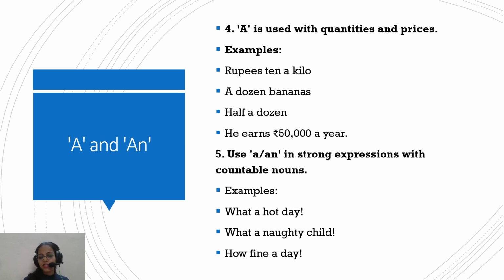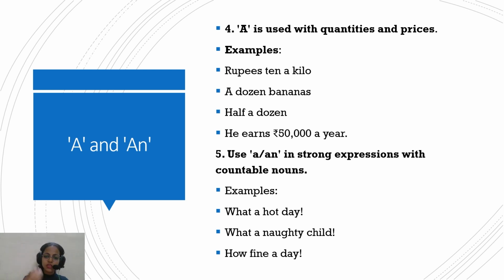Use a and an in strong expressions with countable nouns. It should be, sorry, he earns 50,000 an year, because here year sounds like a vowel, so 50,000 an year. So here the article an should be used. So be mindful of it. Maybe somebody didn't pay attention to the fact that it's an year, so 50,000 an year.